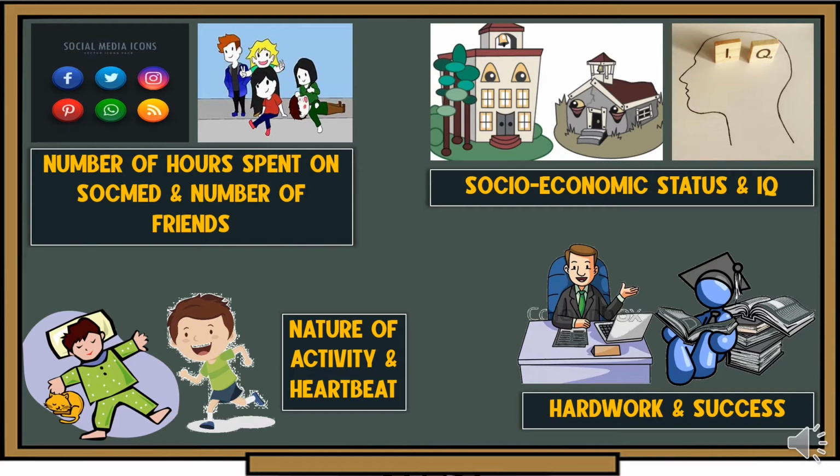Why? For instance, the nature of activity and heartbeat are related because yung tibok ng puso mo depende sa nature ng activity mo. Kung at rest ka, your heartbeat is normal. Kapag nagtatakbo ka, nag-exercise ka, bibilis yung heartbeat. So they are related.